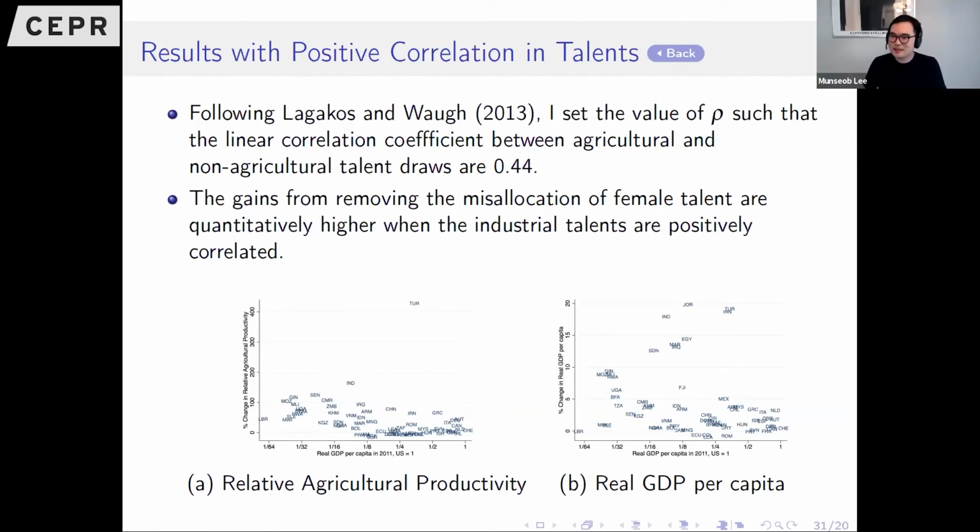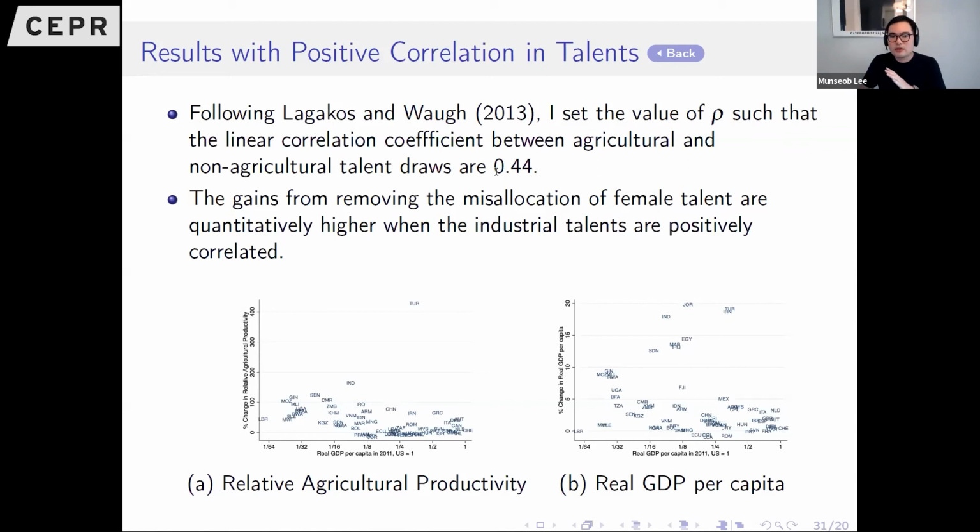Okay, great, Marcus. Thank you for the great comments. This is mostly comments, but I can tell you quickly that the slide I'm showing you is the robustness check of the result using the correlated structure in the Fréchet distribution. I use the linear correlation of 0.44, consistent with the Lagakos and Waugh paper.